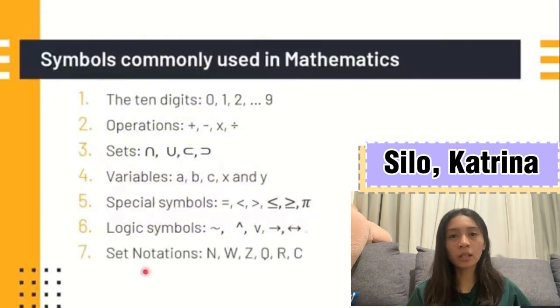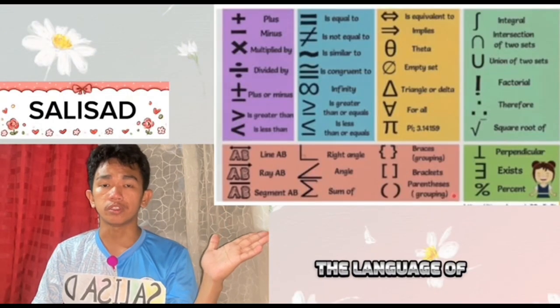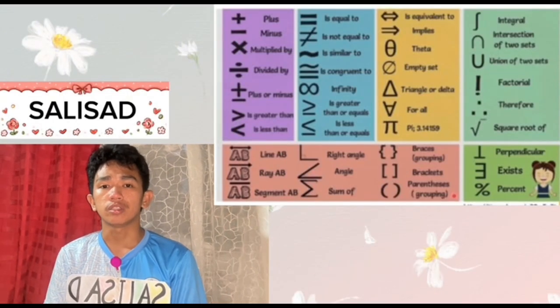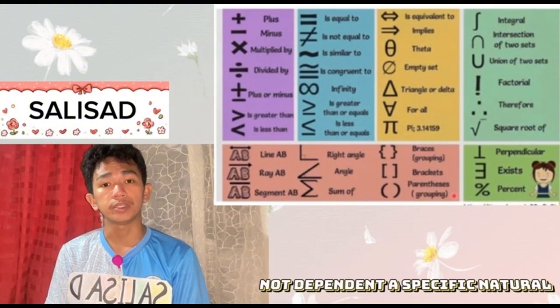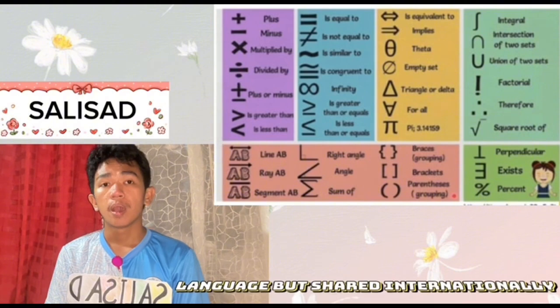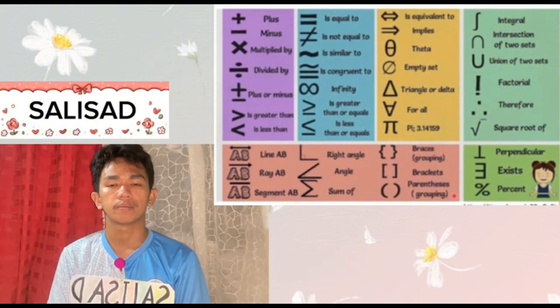For set notation, capital N represents natural numbers, W is for whole numbers, Z is for integers, Q for rational numbers, R for real numbers, and C is for complex numbers. Common symbols, the language of mathematics. Mathematical notation used for formulas has its own grammar, not dependent on a specific natural language, but shared internationally by mathematicians regardless of their mother tongue.